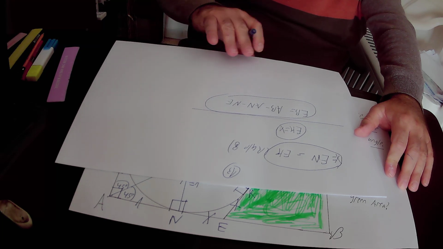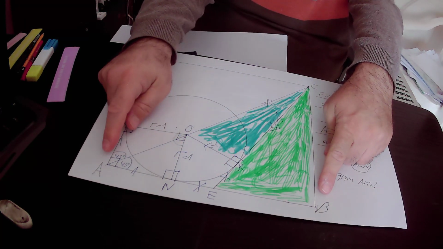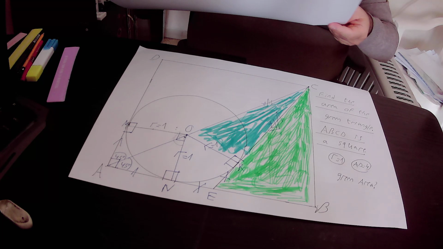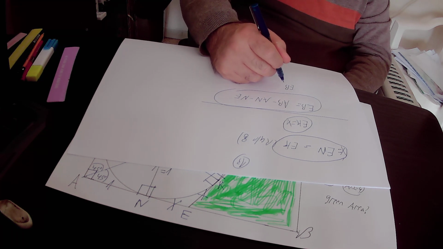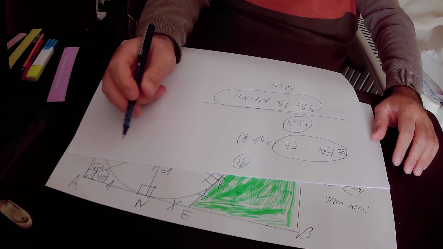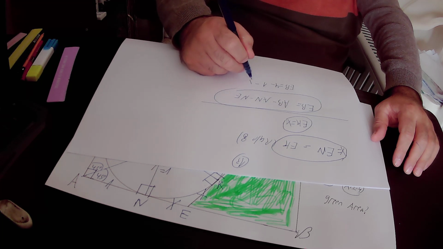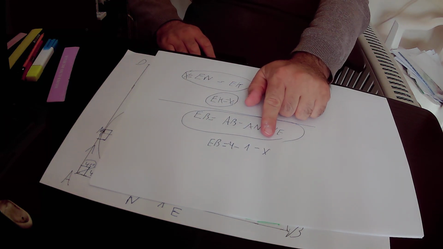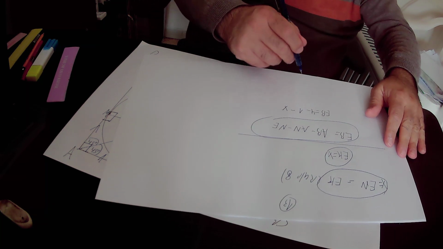Okay, you can see it from the drawing that the length of EB equals AB minus AN minus EN. So EB equals AB. What is the value of AB? AB equals the length of the square side, that is 4 units, minus AN. The length of AN equals 1 unit, minus NE. NE equals x units, according to our definition. So in conclusion, we found out that EB equals 4 minus 1 minus x; 4 minus 1 is 3, so EB equals 3 minus x.